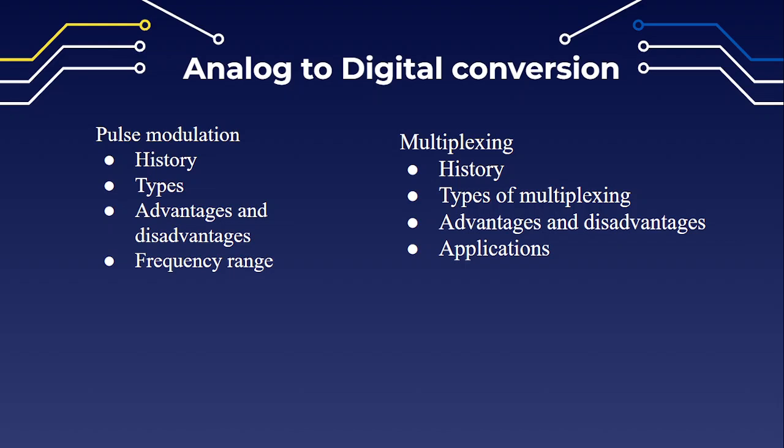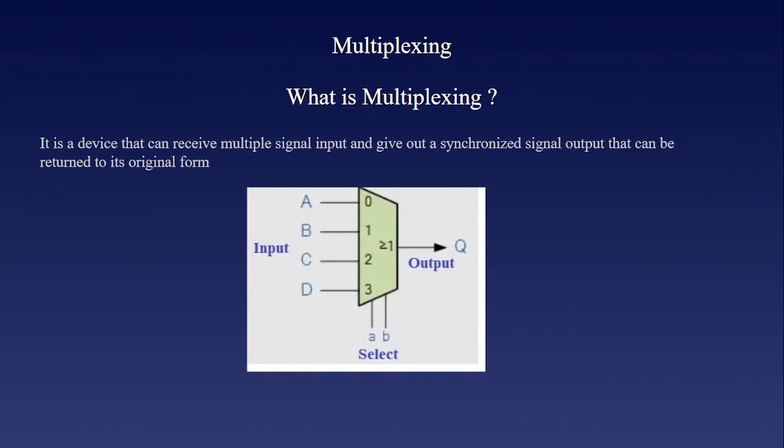Pulse modulation, we're going to briefly talk about its history, types, advantages and disadvantages, and frequency range, in addition to some other topics. We're also going to be talking about multiplexing, its history, types of multiplexing, advantages, and applications of each type. So first of all, let's talk about multiplexing.